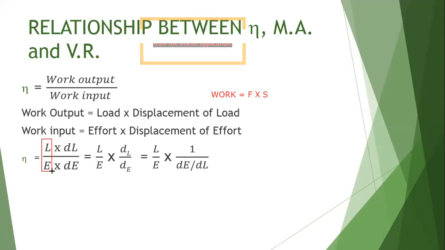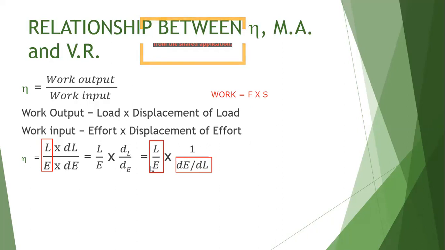So what is this? This is load upon effort into displacement of load upon displacement of effort. But there is no term such as displacement of load upon displacement of effort, but we have the reverse of it. So what I have done, I have kept this term as it is, and I have taken the reciprocal of this. If I take the reciprocal, it will be 1 upon displacement of effort upon displacement of load. So we have taken the reciprocal of it.